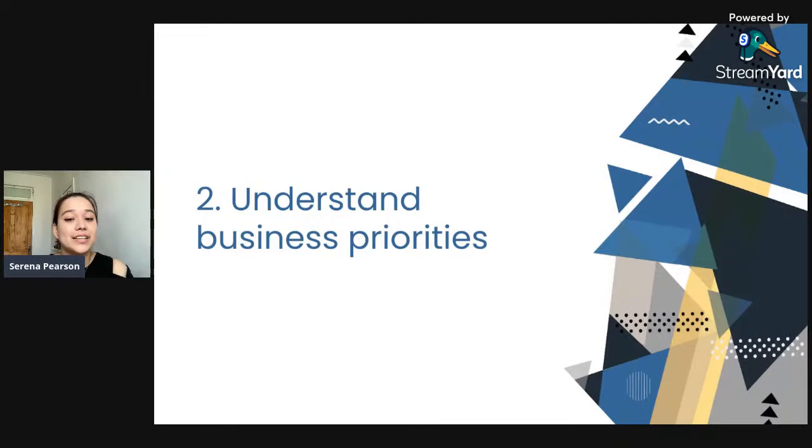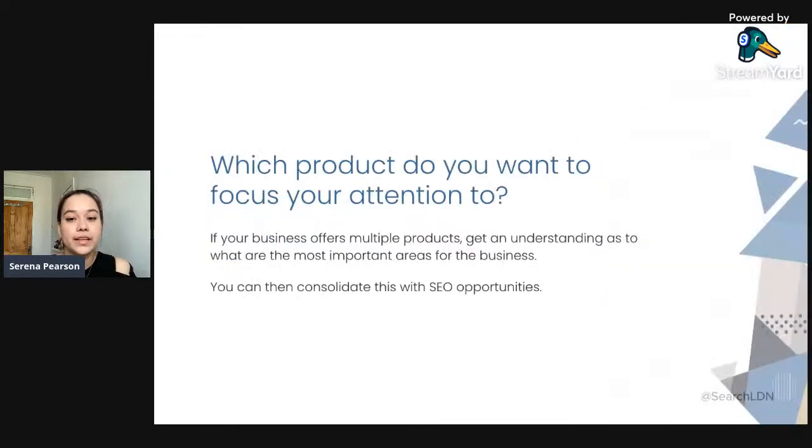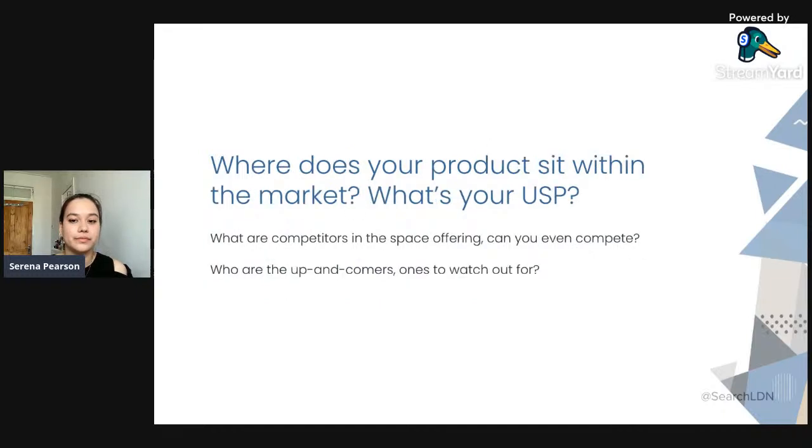The second thing to look at is understanding business priorities. So which product do you want to focus your attention to? Now, if you're working with a brand that may have multiple products, actually understand where you should be focusing your attention. Some of it may be obvious, but you obviously want to get confirmation from your team and understanding from the business as a whole. So if your business offers multiple products, understand how each of them are performing, where the opportunities are from an SEO perspective, but also what the priorities are from a business perspective, and you can consolidate the two.